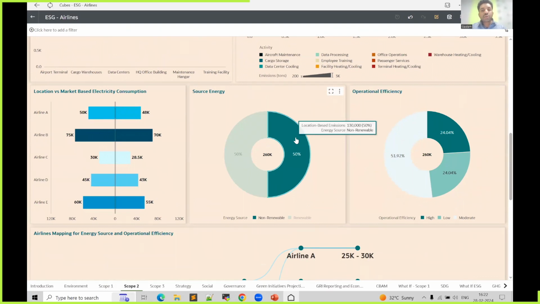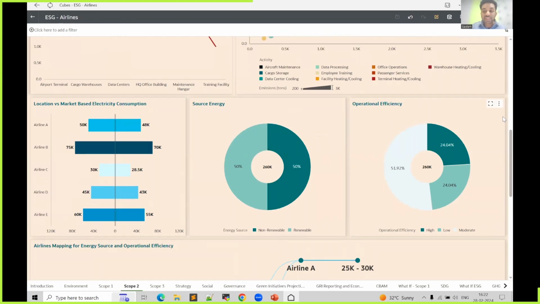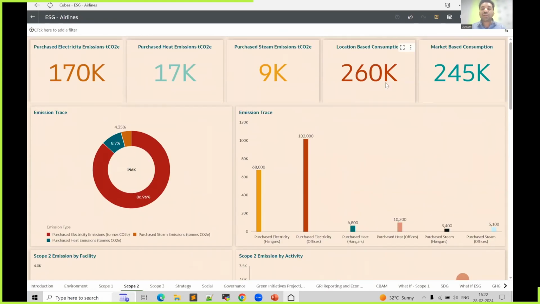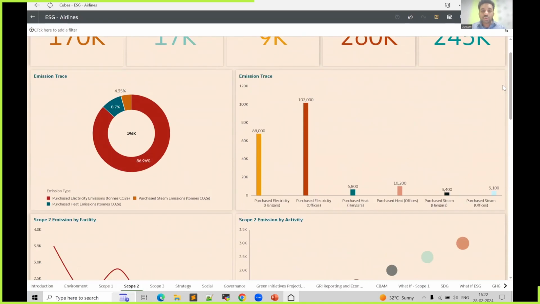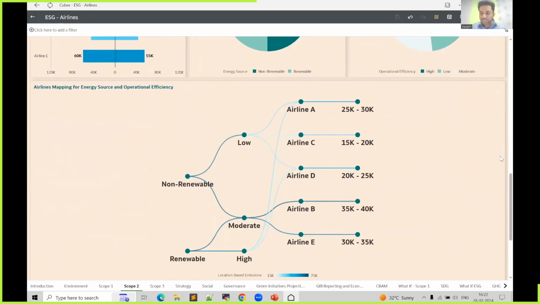So you could potentially look at sustainable initiatives, which will let you decide, okay, what happens when I try to increase the overall consumption of renewable energy to 75%? Will that have an impact in bringing down my location-based metrics down to 245K? That is something which you can do using the analytics platform, which I'll be showcasing as well. So you'll be able to compute or compare the numbers between the location and market-based.